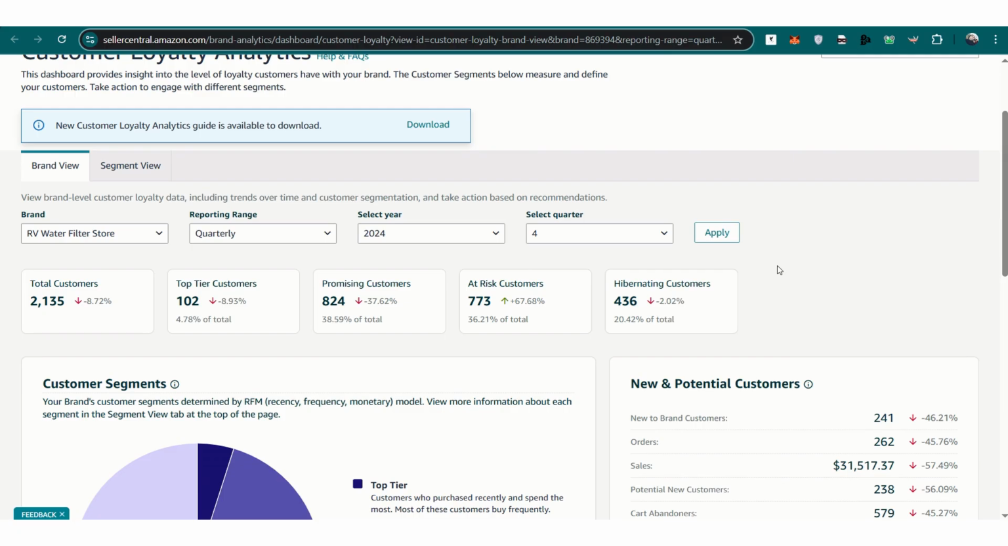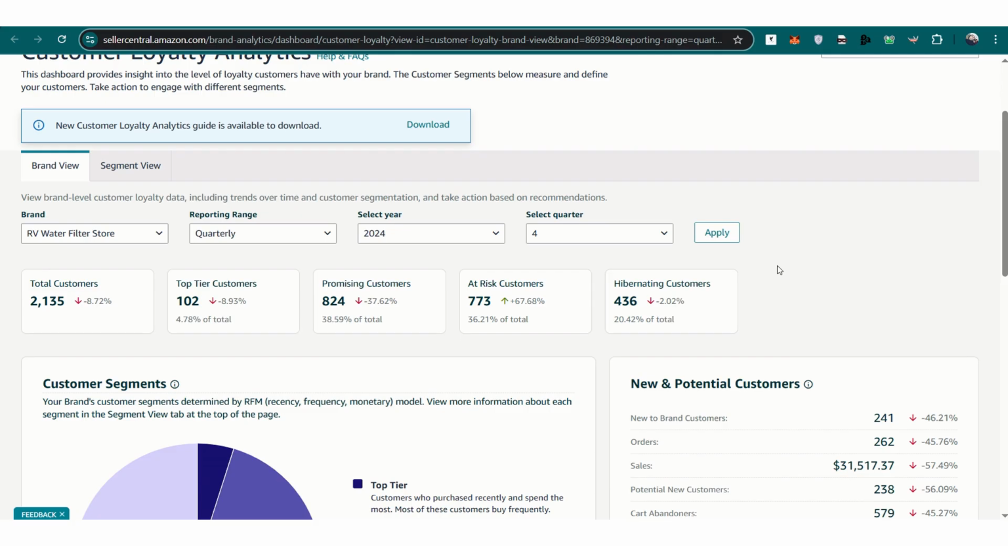While you can't directly contact these customers due to Amazon's policies, the value of this tool lies in how it guides your decision-making. It helps ensure that your promotions, ads, and customer engagement efforts are reaching the right people at the right stage in their buying journey.